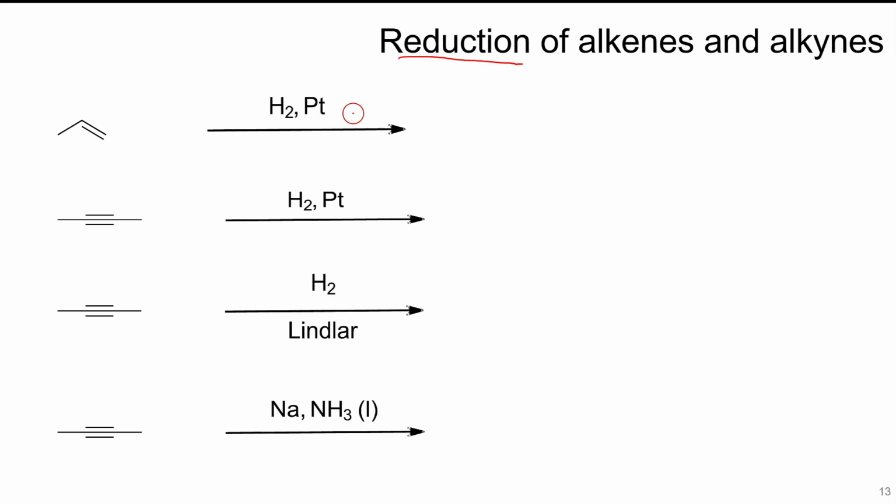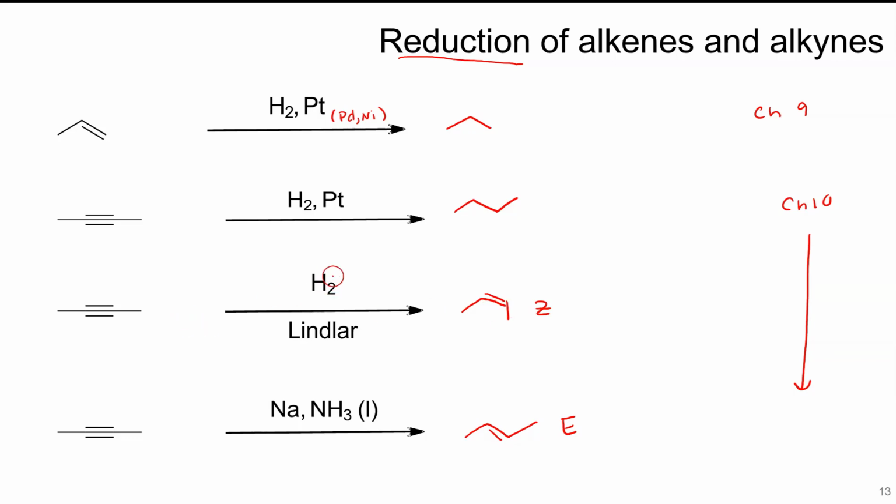We have hydrogen and platinum. This can also be palladium, nickel, or other metals. That gives us the alkane. With hydrogen and platinum with alkynes, that gives us the alkane as well. We can't stop that reaction. For Lindlar's, this will give us the Z double bond, and the ammonia will give us the E double bond.